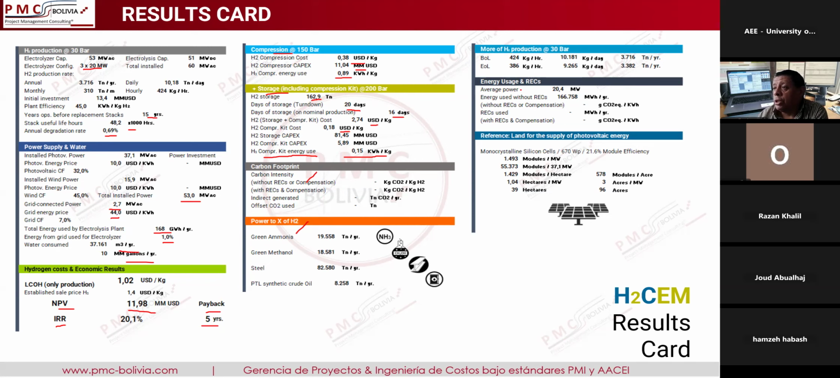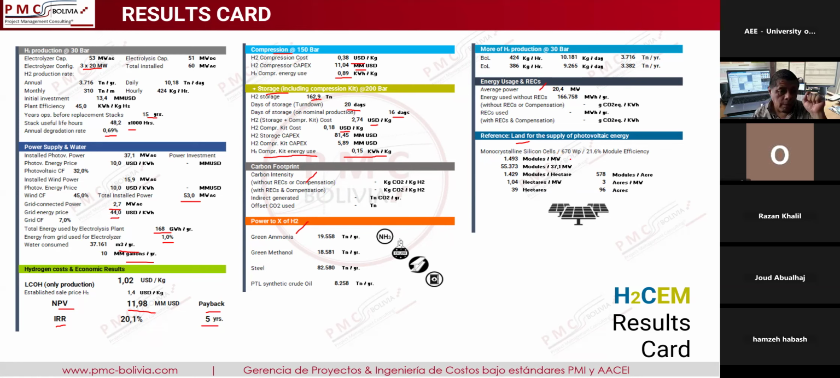So we can show the carbon footprint and the Power-to-X, as I said, energy usage and REX. And this is very interesting. As a reference, the land for the supply of photovoltaic energy. What happens if you choose our energy supply with a farm, a photovoltaic plant?